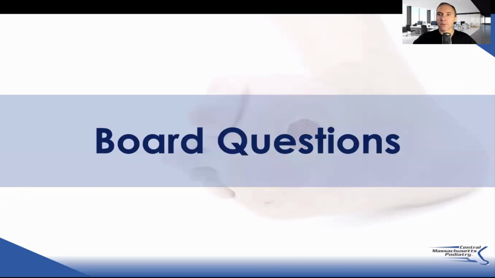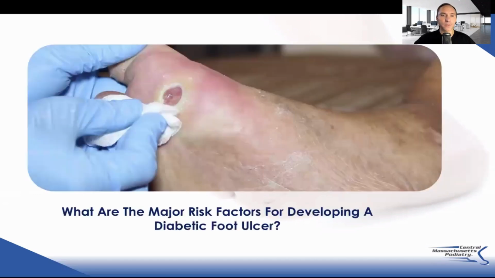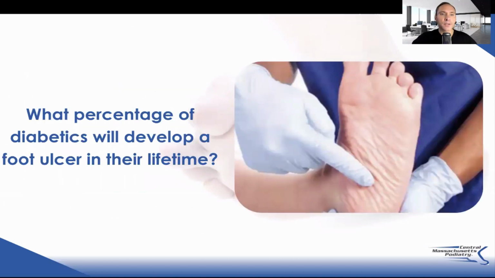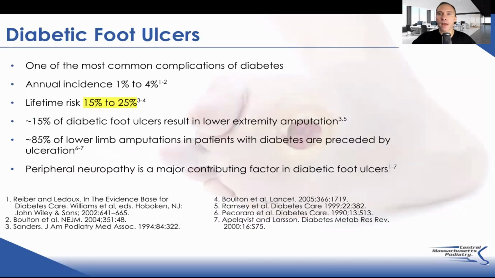I was asked to provide a couple of board questions for those that are here, just some questions that'll help you with some of the future questions here. So what are the major risk factors for developing a diabetic ulcer? The risk factors are these: previous amputation, history of ulcer, pre-ulcerative calluses, neuropathy, foot deformity, or poor circulation. These are some of the really high risk factors that can be problematic. These are the same ones that qualify for diabetic shoes. What percentage of diabetics will develop a foot ulcer in their lifetime? 15 to 25% of patients in their lifetime will get an ulcer.